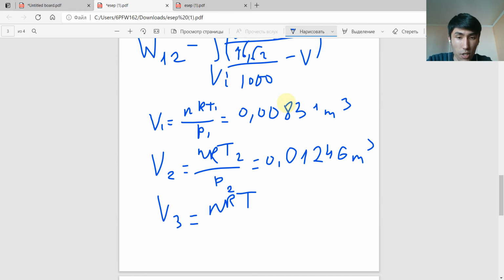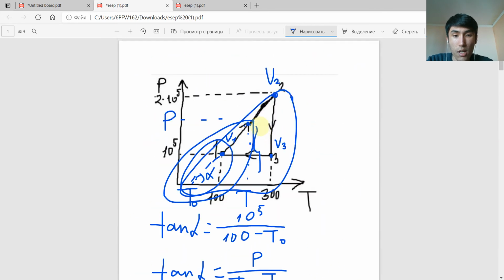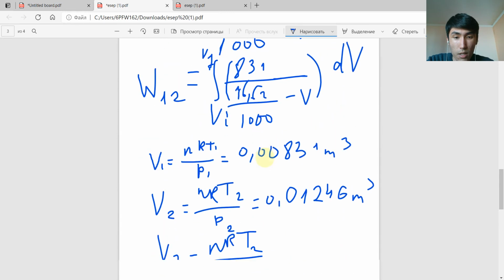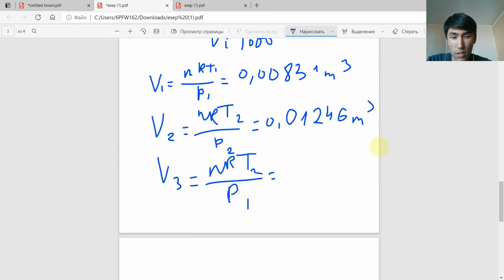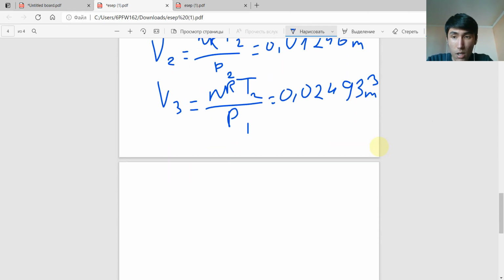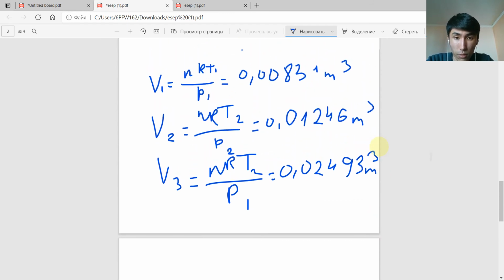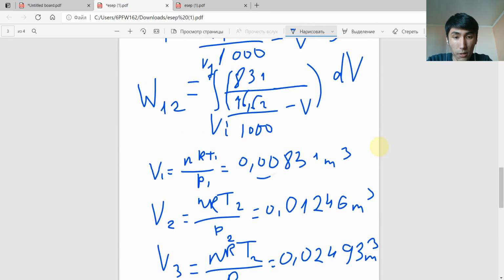And V3 is also nRT. T2 is not changing, right? T2, and P1 here will be P1, right? The last volume here, P is constant, P1 here, and T2 is not changing. So let's write the result of calculation. Here will be 0.02493 cubic meter. So we found the volumes, so we can put them here.